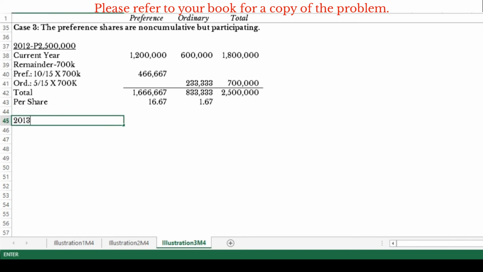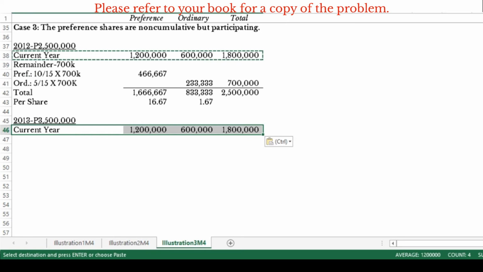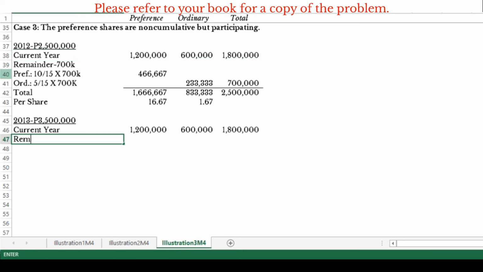Next, let's proceed. 2013, diba meron tayong 3.5 na dividend declaration. Okay, again, so let's start with the current year. Kopyahin na lang natin yung nasa taas. Ganun pa rin naman. So, bibigyan ulit natin sila, tag 12%. After this, yung remainder allocate ulit natin based sa total par value. So, we have, diba, 3.5 minus 1.8. So, may 1.7 tayo na remainder. So, for the remainder, gawin nyo lang po yung same process.